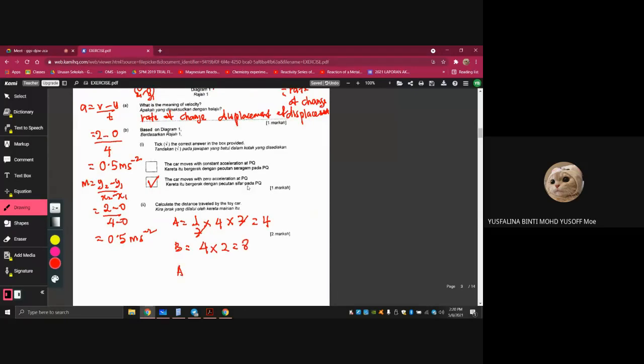And then you just have to add this 4 plus 8, sorry. So this one you will get 12 meter, not 12 cm. 12 meter. Okay, so that's the answer. Okay, so I just tell you just now.